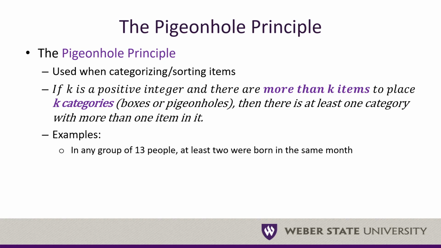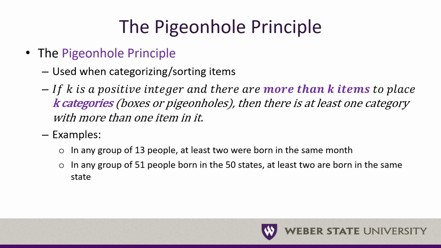What if I'm looking at people born in the United States proper, the states, not the territories? How many people do I have to know so that I can have at least 2 people who are from the same state? 51, or as Barack Obama said, 58.